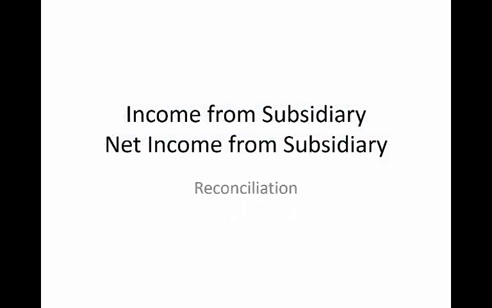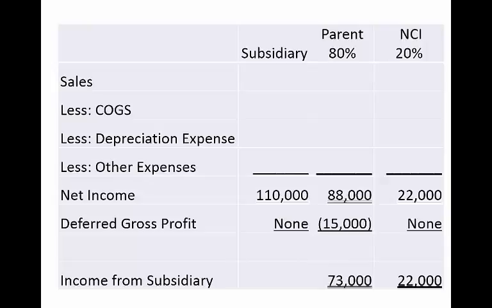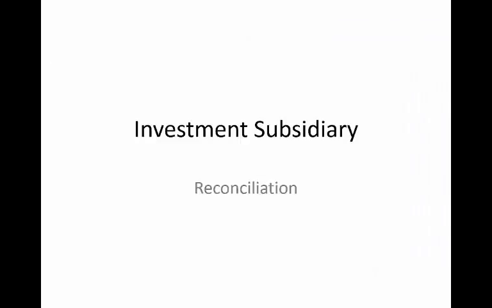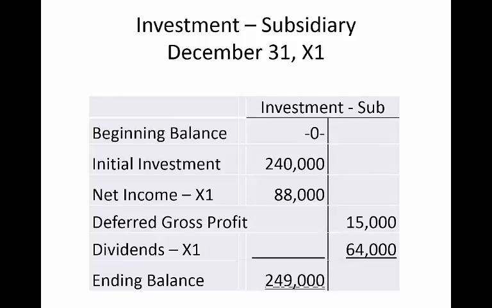When we look at our income from subsidiary, we can see that the $15,000 of deferred gross profit we're going to subtract out of the $88,000 to get $73,000, and we're not going to allocate this out to the NCI. Just as a reminder to you, all equity method entries will be posted to the investment subsidiary account. So if we make an equity method entry during the year, it's going to end up here.